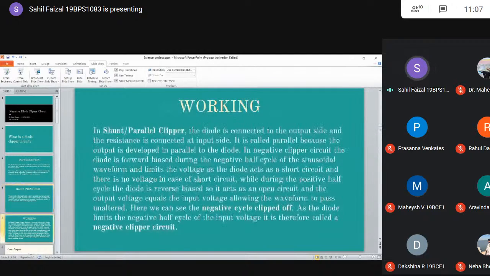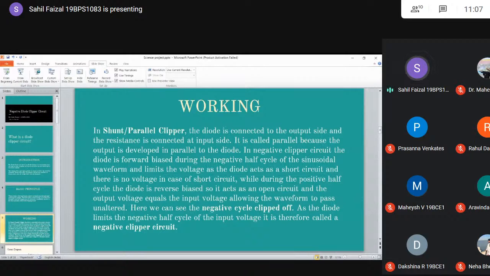How does the negative diode clipper actually work? The negative diode clipper is a type of shunt parallel clipper. It's called that because the diode is connected to the output side and the resistance is connected at the input side. It's called parallel because the output is developed parallel to the diode.